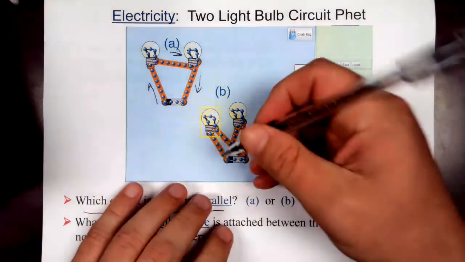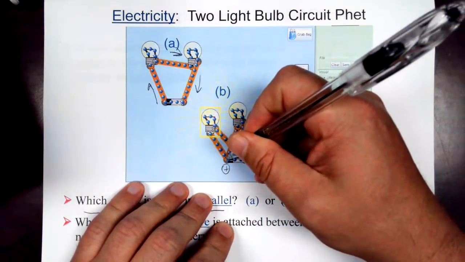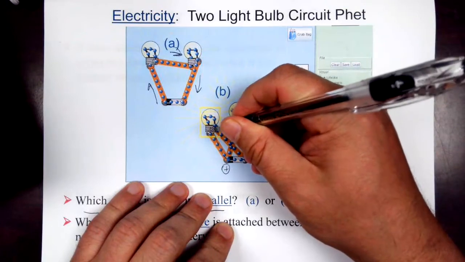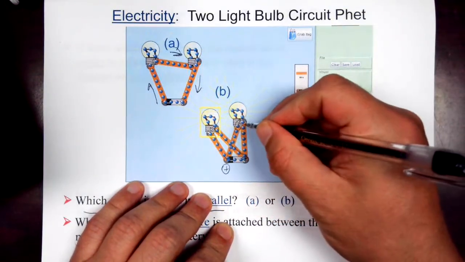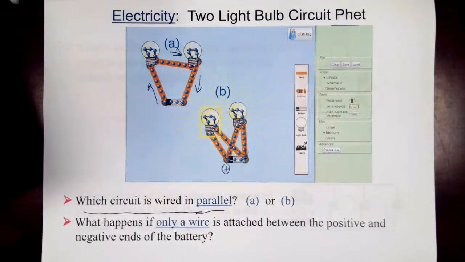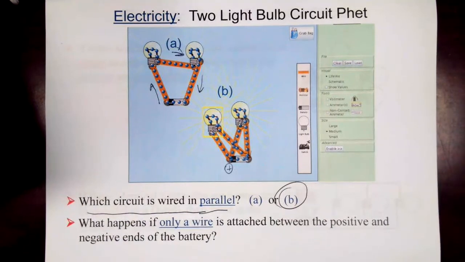In the case of B, if we go to the positive terminal here, part of the current flows through light bulb 1 and then to the battery, and part of the current flows through light bulb 2 and then to the battery. So that means there are two separate paths that the current is following, so it is in parallel. So our answer here is B is in parallel.